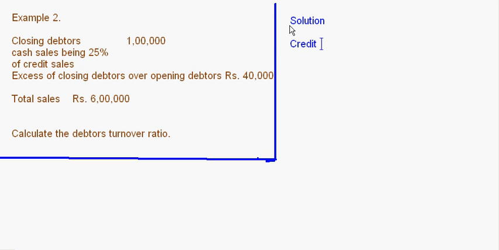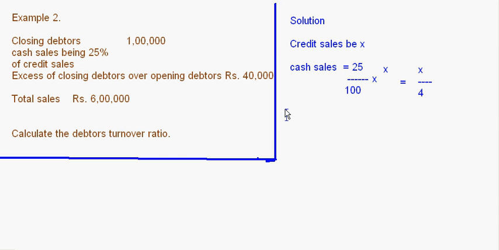First of all, I say credit sales be X and cash sales is 25% of X. So that will be 25 upon 100 into X. Okay, so that is equal to 1 by 4. 25 by 100 is 1 by 4. 1 by 4 into X comes as X upon 4. Clear?